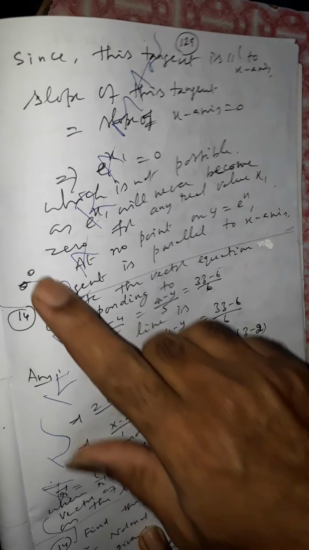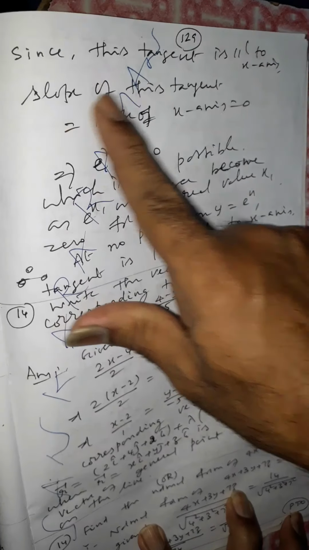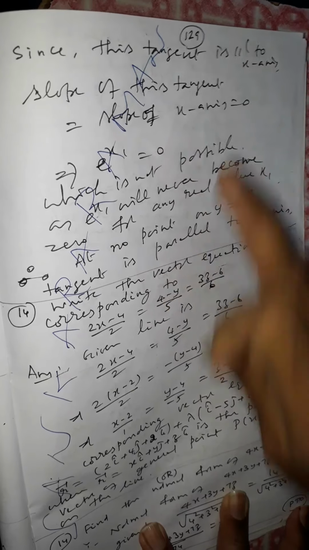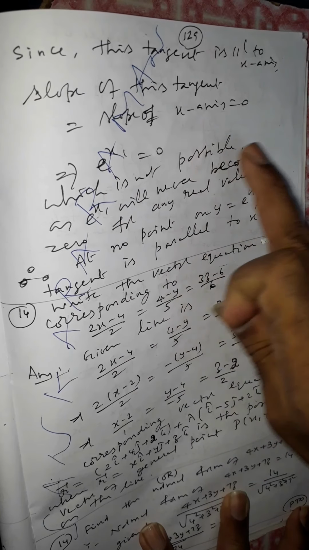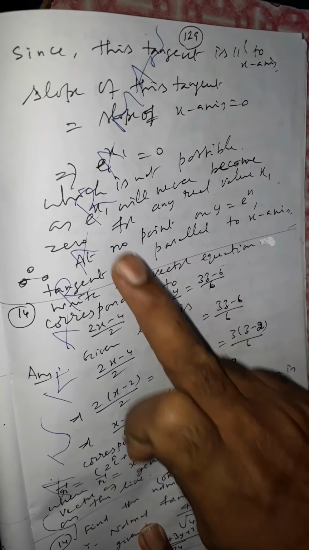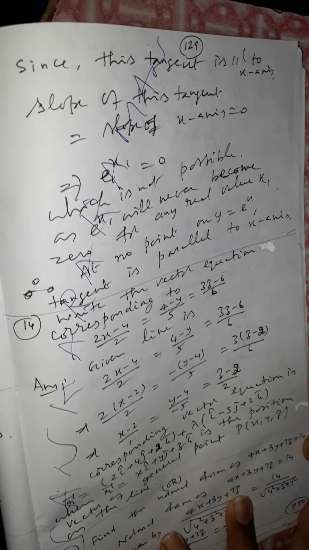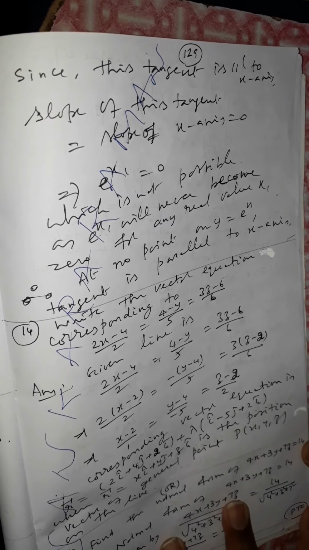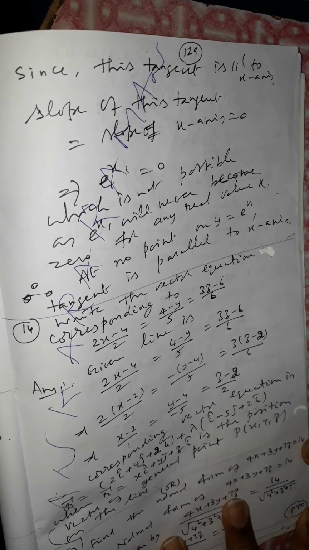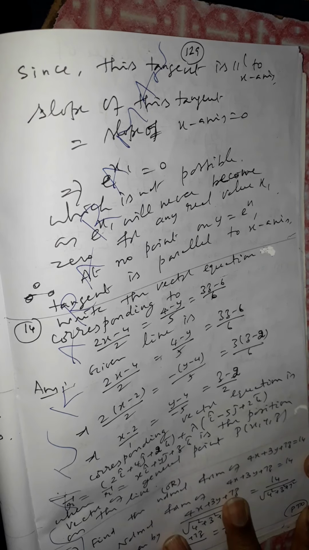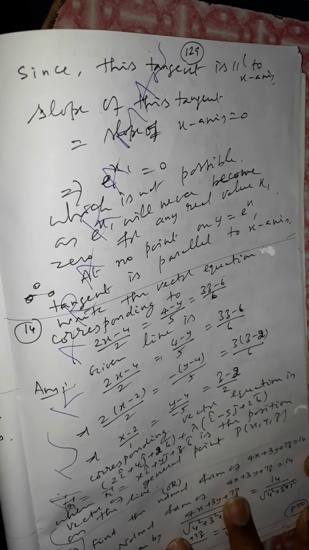Let me continue the remaining part. Since this tangent is parallel to the x-axis, the slope of this tangent is equal to the slope of the x-axis, which is 0. This implies e power x1 is equal to 0, which is not possible, as e power x1 will never become 0 for any real value x1. Therefore, at no point on y is equal to e power x is the tangent parallel to the x-axis.